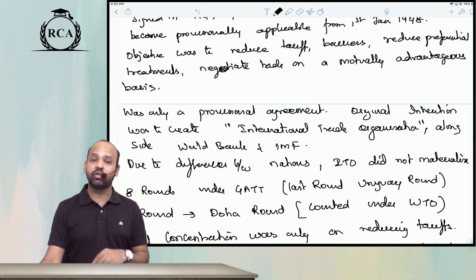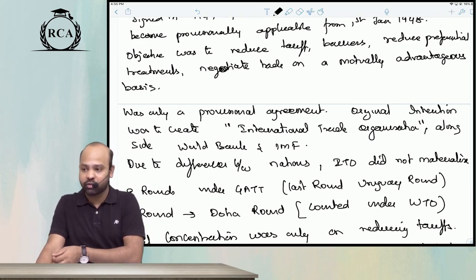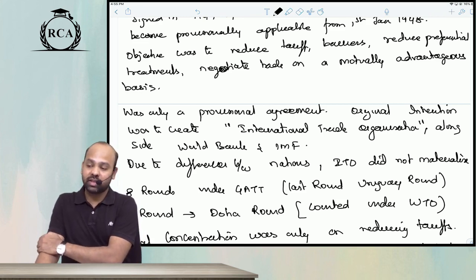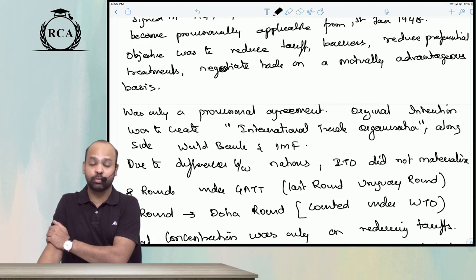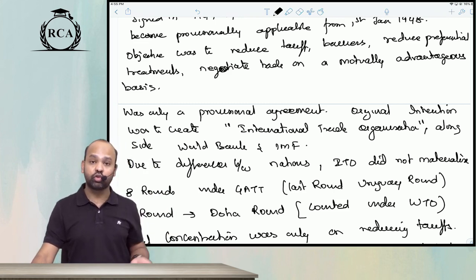Initially the concentration was only on reducing tariffs. Later it gradually shifted to reducing all the non-tariff barriers, guys, as well. So it took a lot of discussions, guys. It was only during the 8th round, the Uruguay round, which started in the year 1986, was supposed to be completed by 1990, but concluded in the year 1994, that a lot of issues got actually settled.